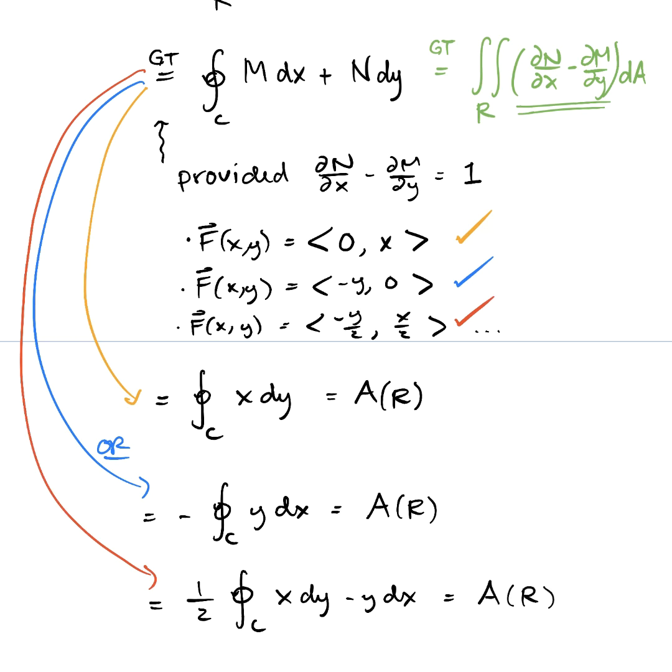Any of those integrals comes out the same by Green's theorem and comes out to the area of the enclosed region. So now you have this totally separate chapter 15 becomes chapter 16 method for computing the area of an enclosed region.